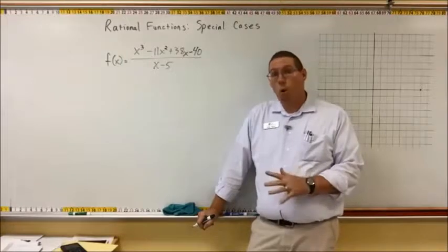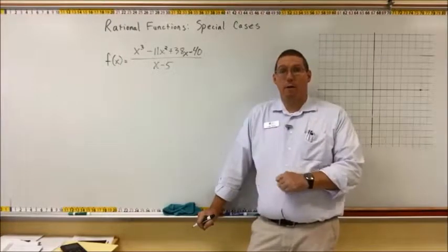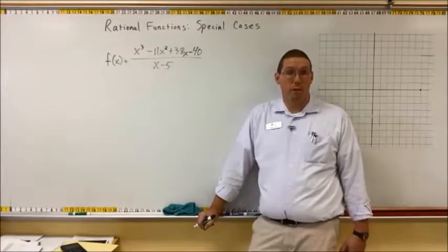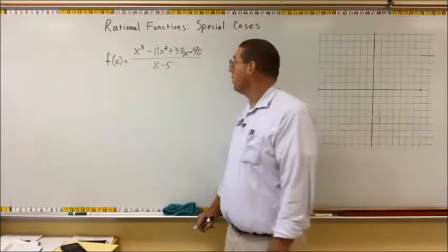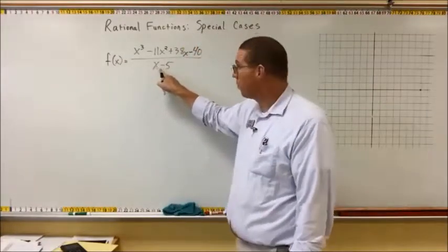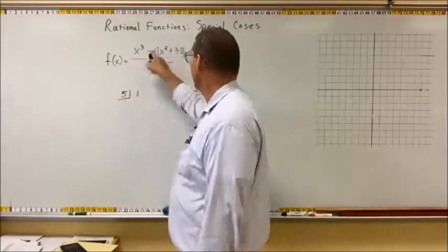If it has a hole, then we can factor the numerator and then cross out the x minus 5 factor, and then we can graph whatever's left over. Okay, so let's do synthetic division with the root of the denominator in the half box. The root of the denominator is 5. So we put 5 in the half box.